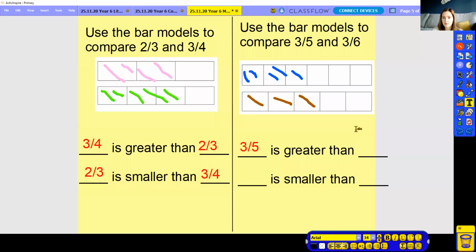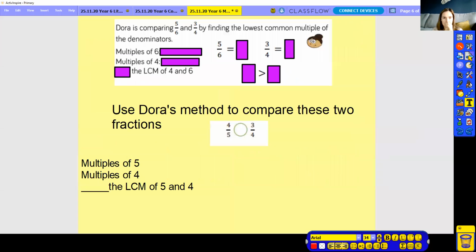So we've got 3/5 is greater than 3/6. And then we've got on this one, 3/6 is smaller than 3/5. Okay, now we've used both of the sentence starters there just to work our way through. Let's have a look at the next part.